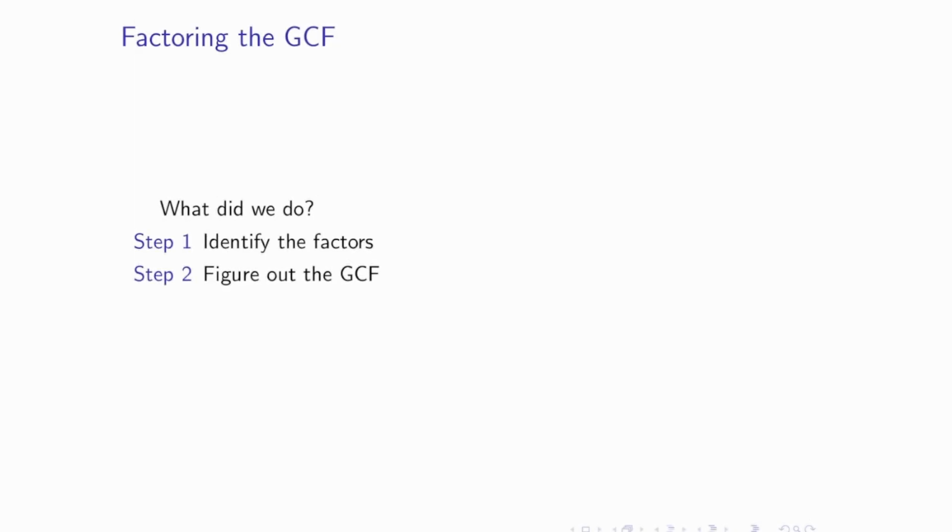What were the steps that we took in that last example? Well, first thing we did, we looked at each term and we identified the factors. Okay, so what factors do you have in each term? And it can really help if you write them all down. Step 2 was we figured out what was the GCF, all right? What factors did each term have in common, and what was the maximum power of each one of those factors? And finally, step 3 was to write down what's left. What is left over once I have factored the GCF from each term?